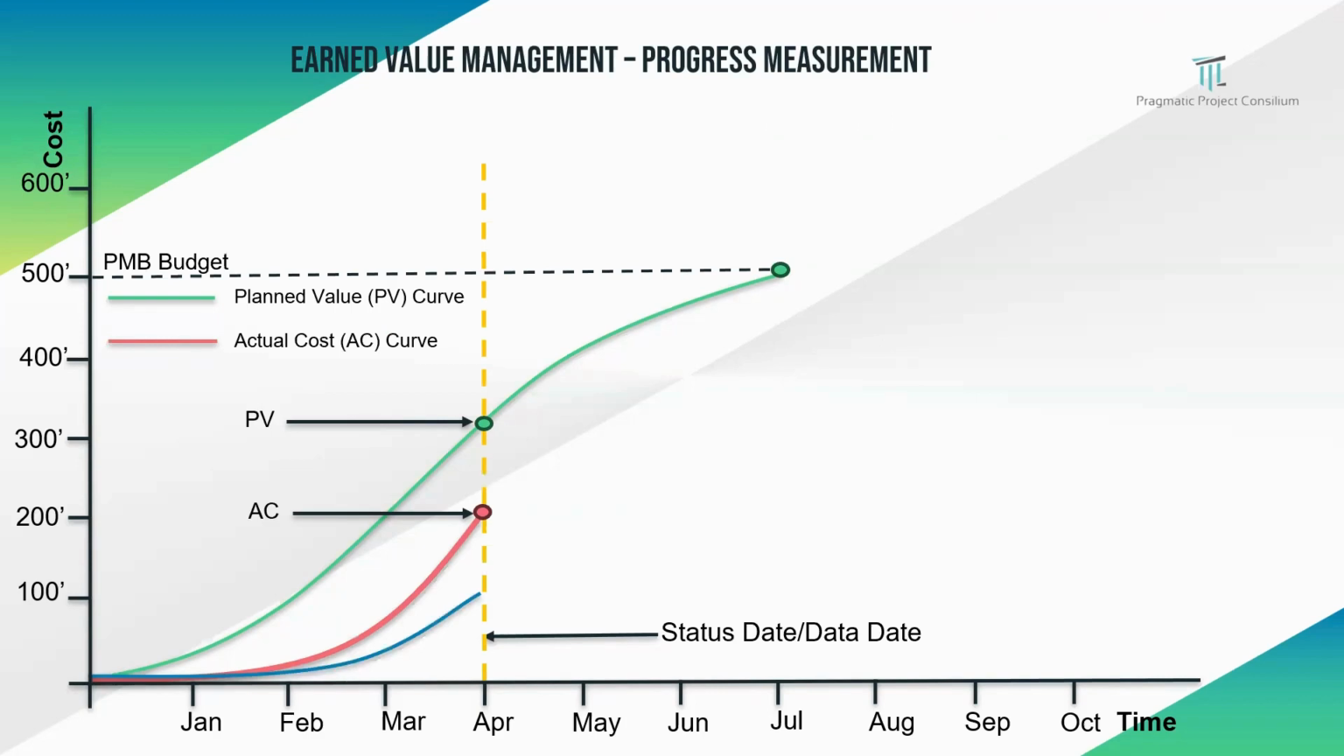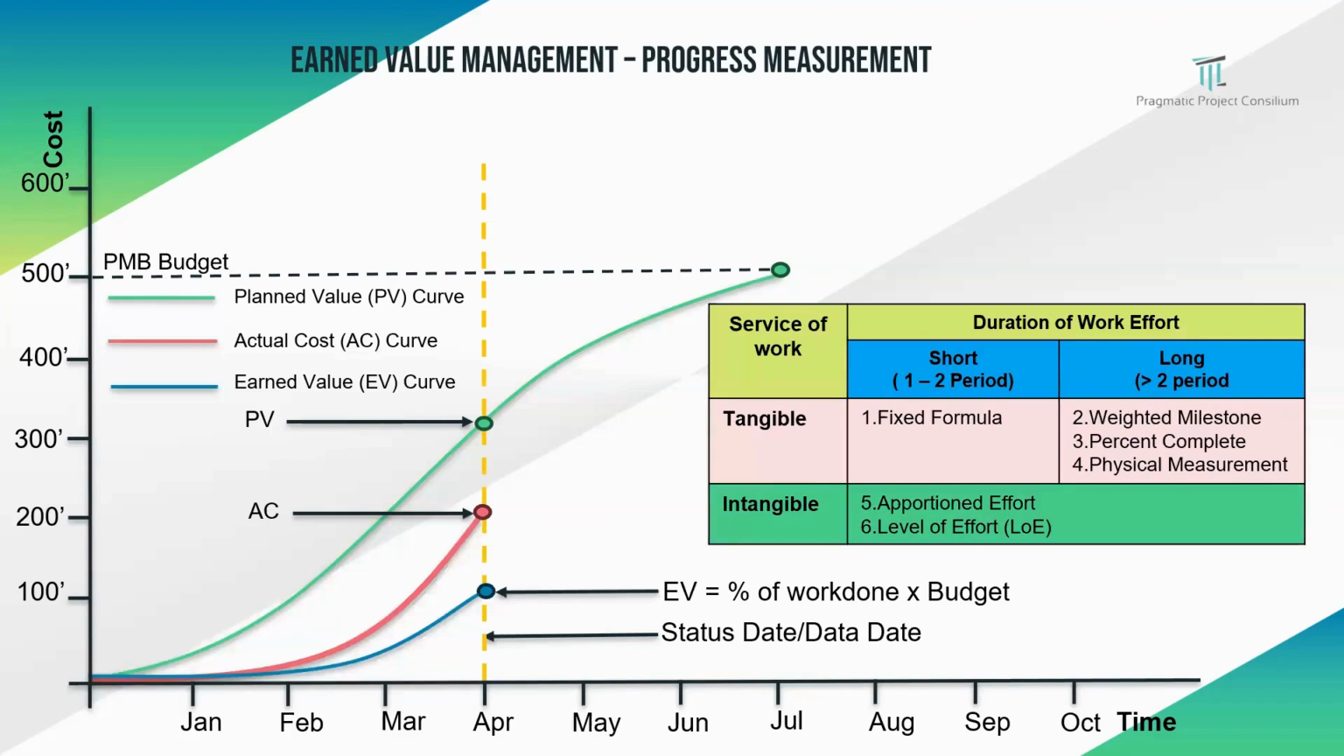Then coming to the earned value, earned value is equal to percentage of work done multiplied by budget. This is the basic formula for earned value. And coming to how this progress can be measured, there are different methods suggested, and we are going to discuss the 6 basic methods.